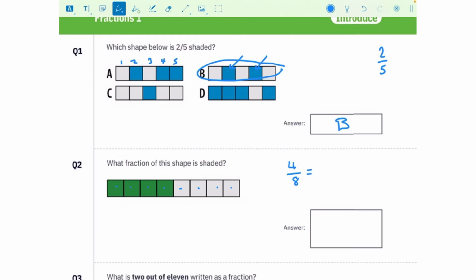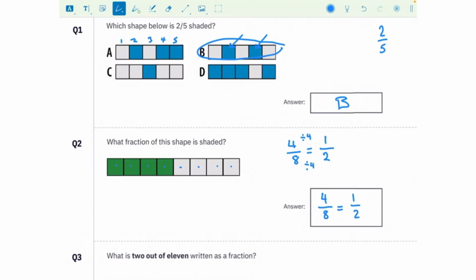Because they're both in the 4 times table, we can simplify by dividing by 4. So if I divide the numerator by 4, the top number, I get 1. And if I divide the denominator, the bottom number, by 4, I get 2. So you could have written 4 over 8 as your answer there. They didn't tell you to simplify it, so that's fine. We could also write a half.